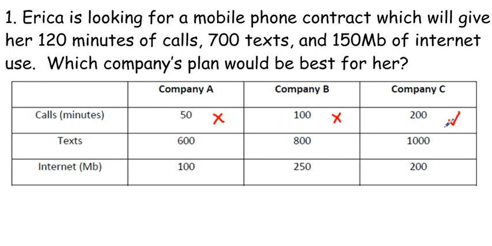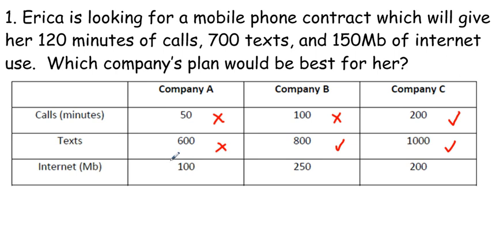At this point, you could probably make a guess and say that company C is going to be the answer, but you do need to make sure that C gives her everything she needs. So she also needs 700 texts. A, 600 is not enough. B, 800 is enough. C, 1000 is definitely enough.